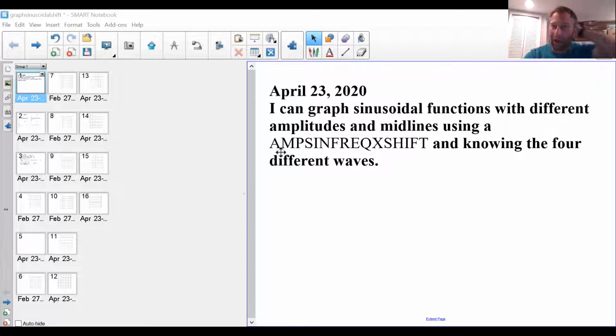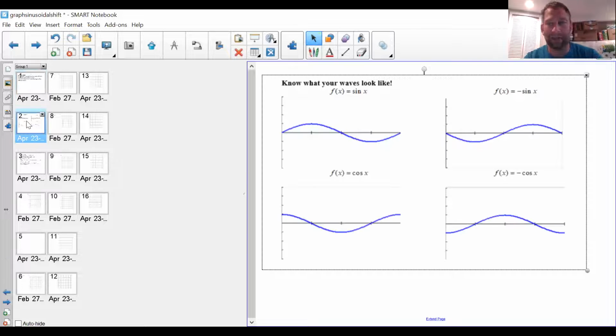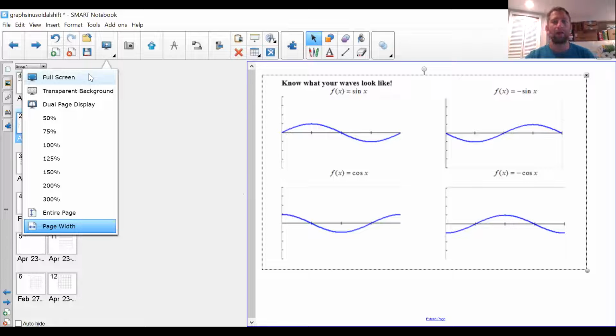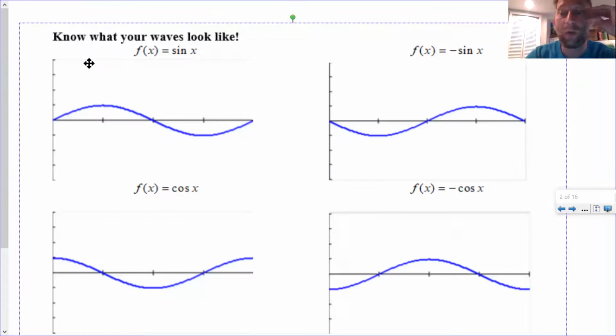So we're going to graph sinusoidal functions with different amplitudes and midlines using amp, sine, freq, x, shift, and knowing the four different waves. So let's again talk about the four different waves that we talked about last class. You need to know these four waves. For now, just refer to them.